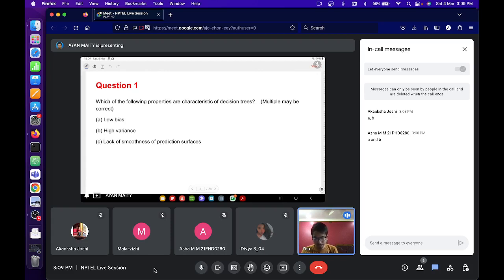The correct answer here will be all these 3 options, because the third option has not been given by anyone in the chat, but option C would also be one of the properties of decision trees. So low bias, because we have already seen that the way we create decision trees is very much susceptible to overfitting. It's a known problem for decision trees that they might overfit the training data. Overfitting basically means the bias is low. So low bias comes from that point of view for decision trees.